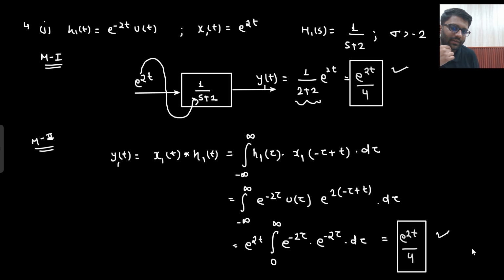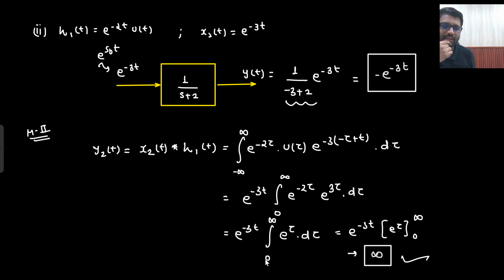This is very important. So what is your H(s)? My H(s) is 1 upon s plus 2. That's it? No. Because there is u(t), I need to define the ROC as well: real part of s greater than minus 2.